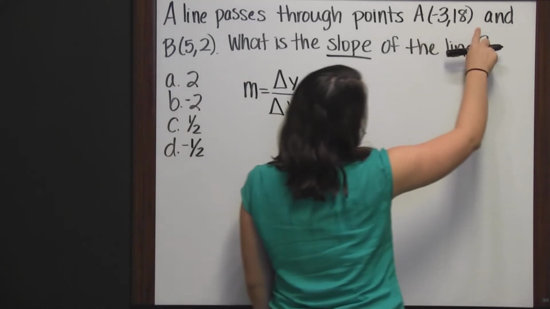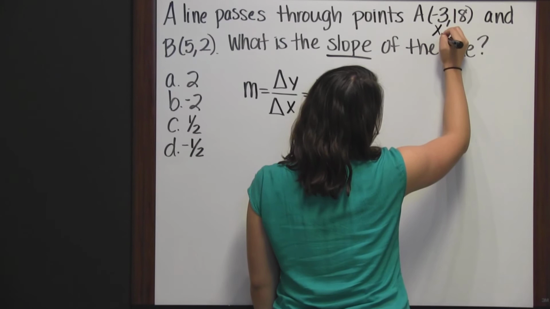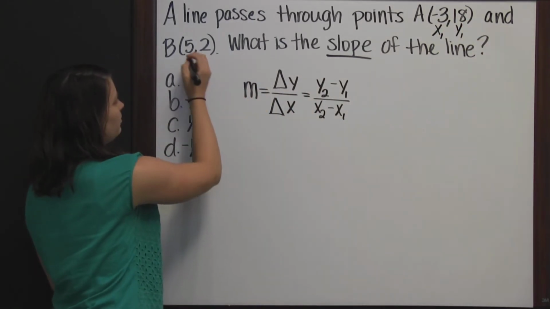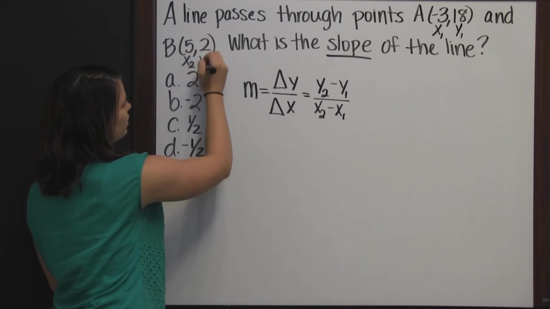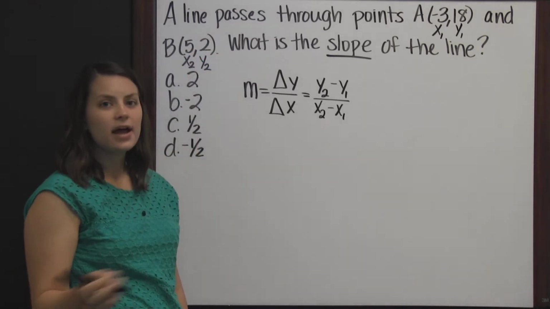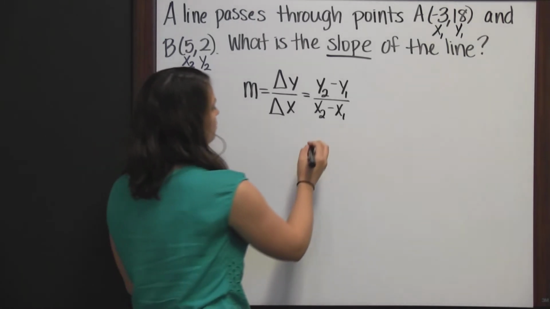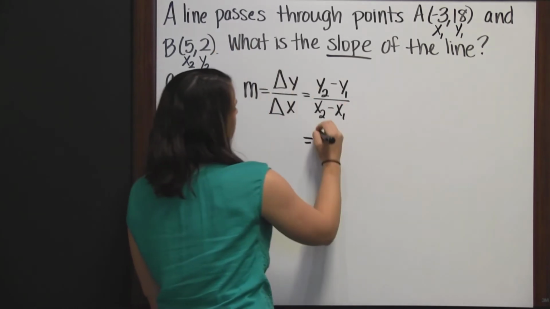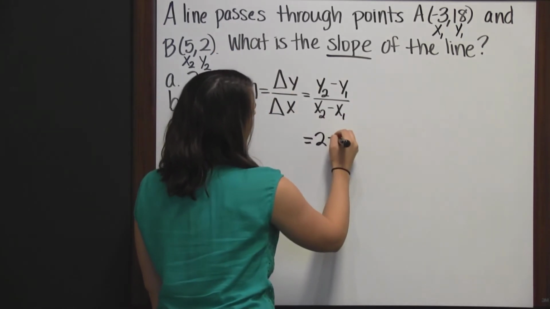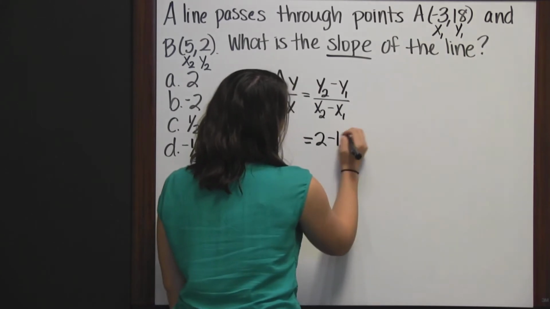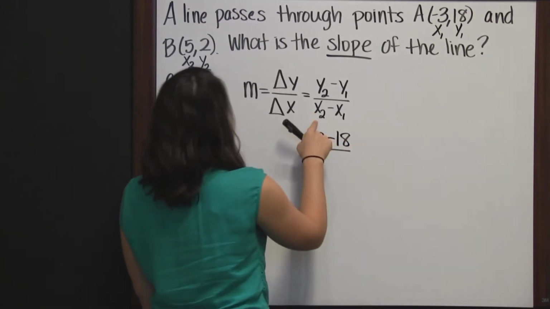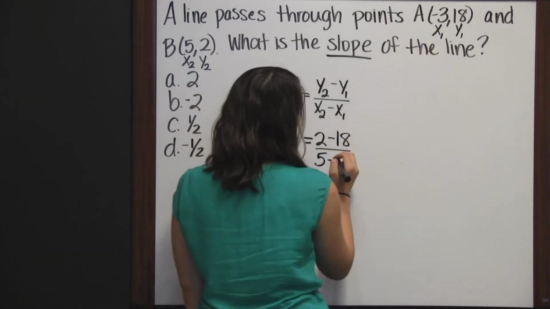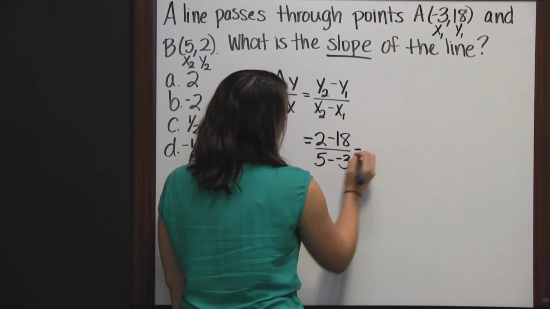So this first point would be our first x and our first y. And then our second point here, B, would be our second x and our second y. And now that we've labeled, we just need to substitute. y2 is 2 minus y1 is 18 divided by x2 is 5 minus x1 is negative 3. And then we simplify.